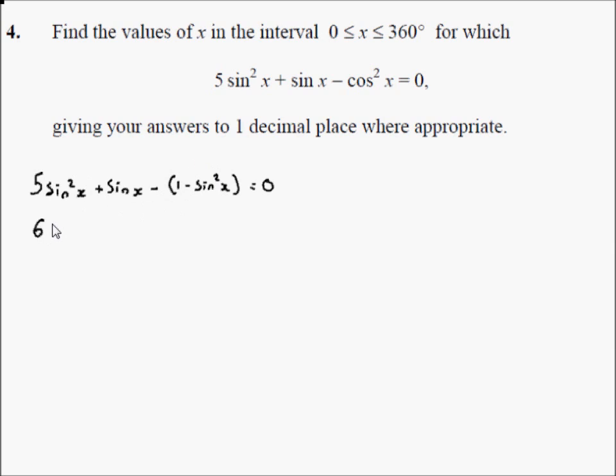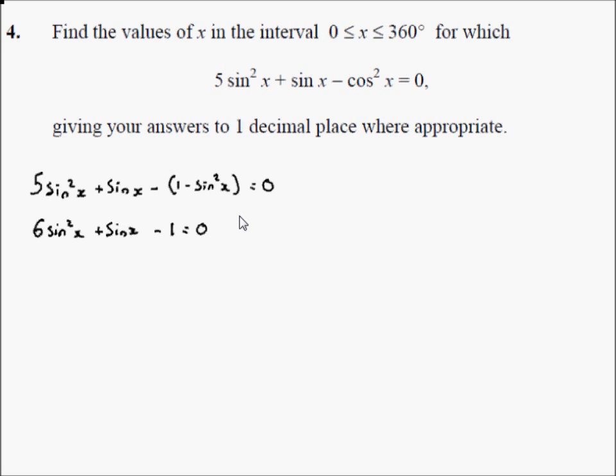So that will add on and you'll get 6 sine squared X plus sine X minus 1 is equal to 0.